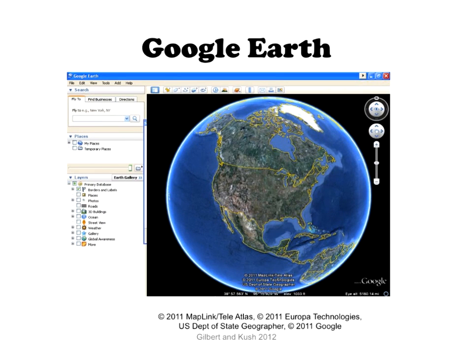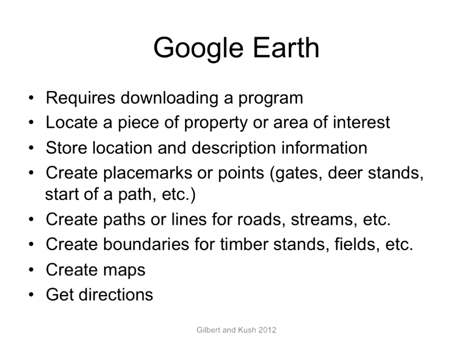Our next program we're going to concentrate on is Google Earth. And this is your initial page once you've downloaded and brought Google Earth up. As we talked about, Google Earth requires downloading a program. It gives you the ability to locate a piece of property or an area of interest. One of the great things I also like about it is you're able to store location and descriptive information.